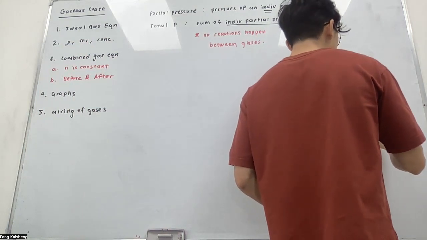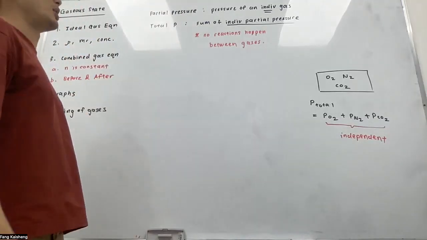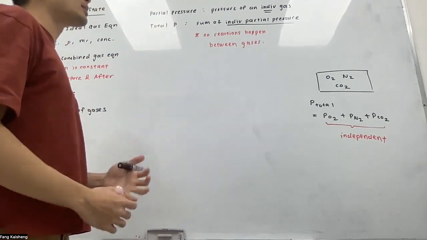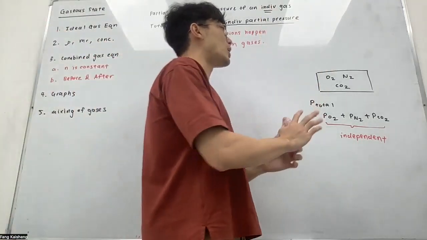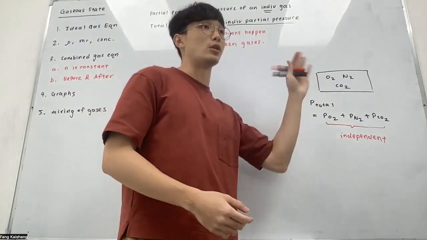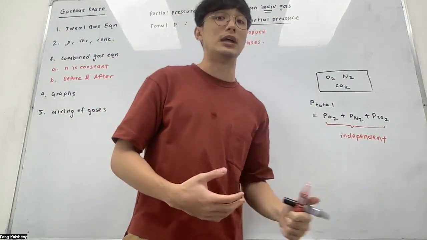Every gas over here is independent of one another. They're not affecting each other. They're not reacting with each other, then this condition will work. Because you have to understand, in another situation in which oxygen and nitrogen react, you need to consider mole ratio and all that stuff, which is a lot more complicated, which we will not consider in this scenario.